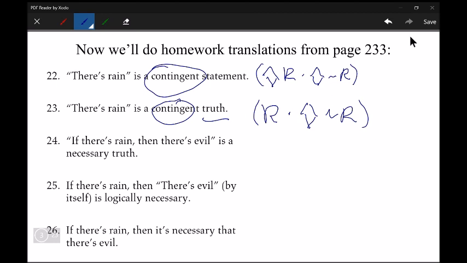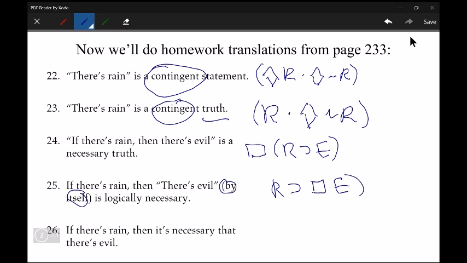This is the box outside one. It's necessary that if there's rain, then there's evil. And this one is: if there's rain, then evil by itself is logically necessary. And the by itself indicates that it's just the second part. So if there's rain, then it's inherently necessary in itself that there's evil. Kind of a silly idea, but we're just translating. We're not worried about that.